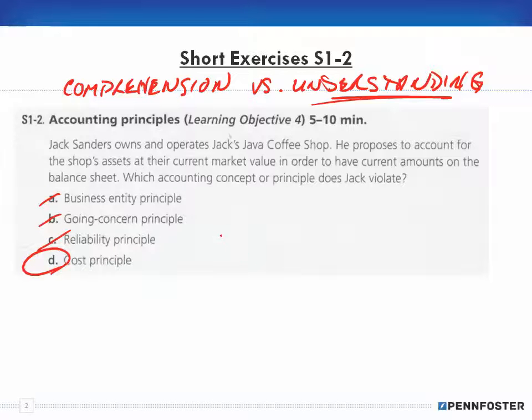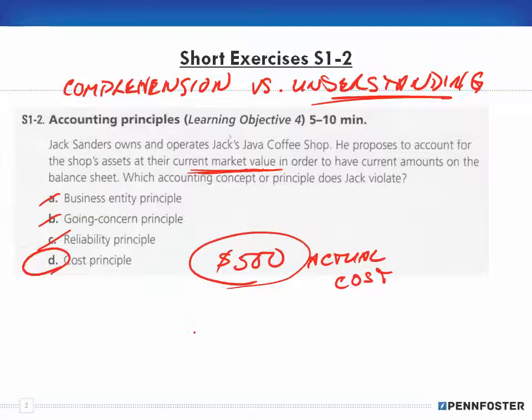Let's say I buy a new computer for $500, and that's my actual cost, what I'm paying for it at Best Buy or Staples or something like that. Here he proposes to account for the shop's assets at their current market value. Well, when you purchase an asset, you record it at its actual cost, the $500, not the market value.